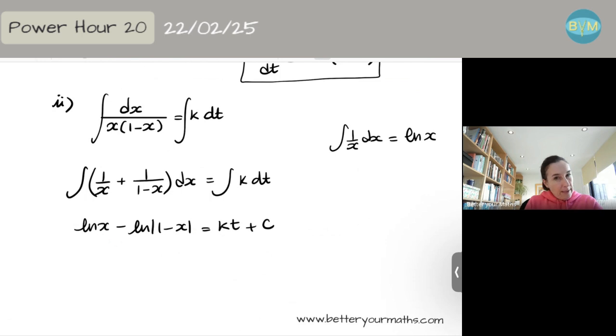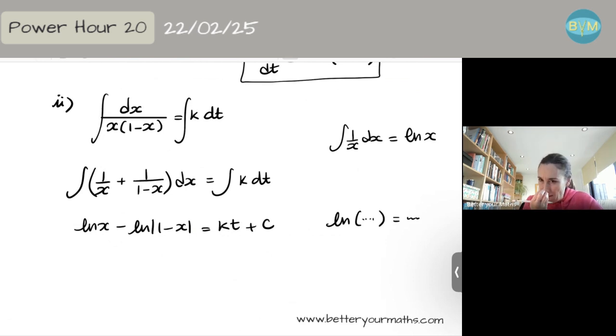I can put them together. I'm just solving. I just need to make x the subject. So how can we get rid of the logarithms? If I have the logarithm of something equal to something else, then I take e to the power. Yeah, so we can do that.